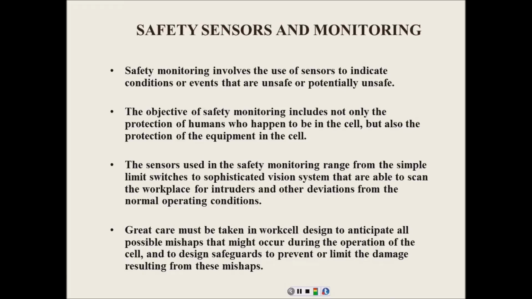The objectives of safe monitoring include not only the protection of the human who happens to be in the cell, but also protection of the equipment in the cell. Y'all know what the work cell is. What's the work cell? Nobody knows what a work cell is. It's what that robot works in. It's everything mounted on the robot or mounted in the space that it can get to. Everything is considered to be part of the work cell.